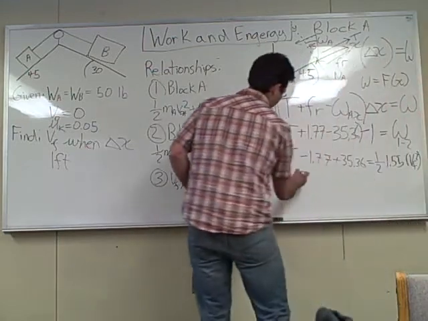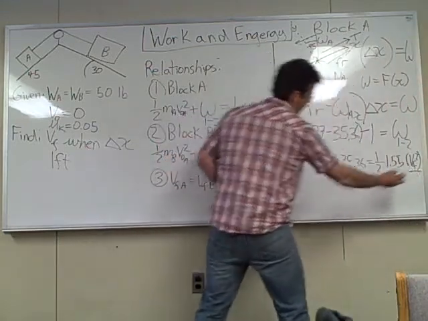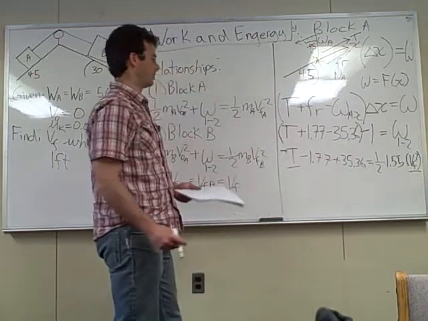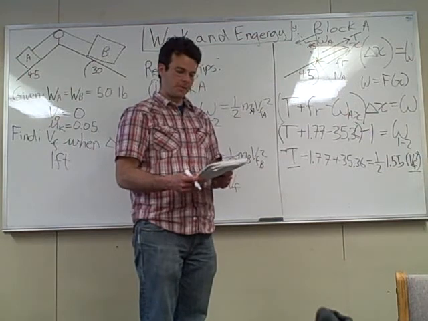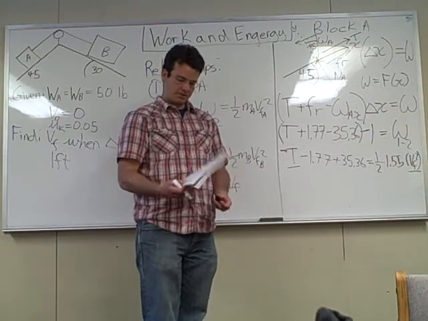So we have two unknowns. We have our T and our final velocity. That means we're going to need another equation to be able to solve for that, and we're going to get our other equation from block B, and I'll draw that up tomorrow.